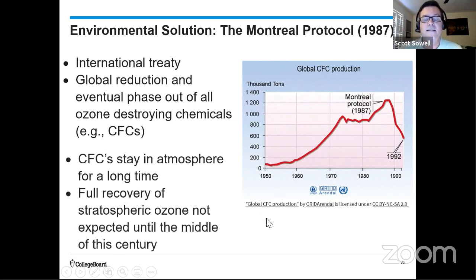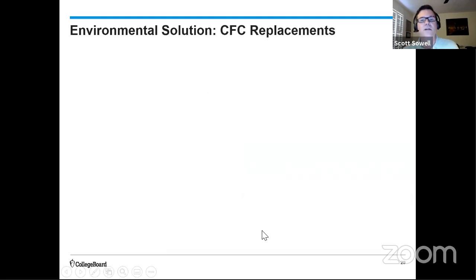The reason we didn't see an immediate restoration of the stratospheric ozone layer is because CFCs stay in the atmosphere for a very long time. They're very persistent. So although the Montreal Protocol stopped the production of CFCs, we don't expect the stratospheric ozone to repair itself, to regenerate, for at least a couple more decades, toward the middle of this century. So we banned CFCs. It was a great example of an international treaty that worked.